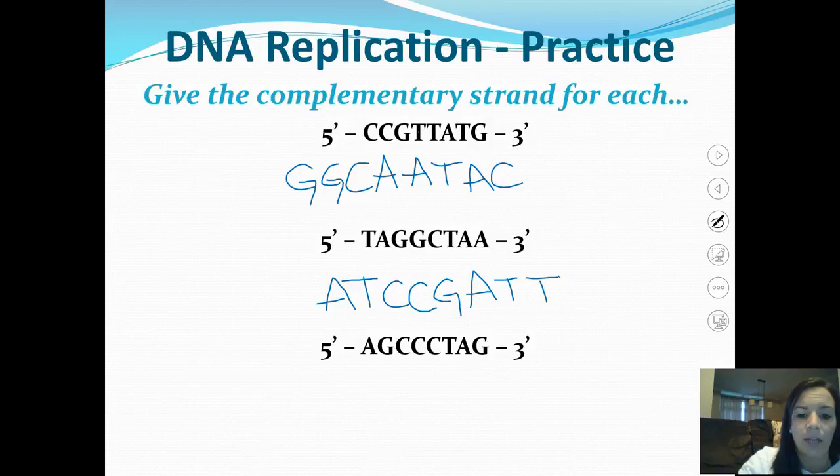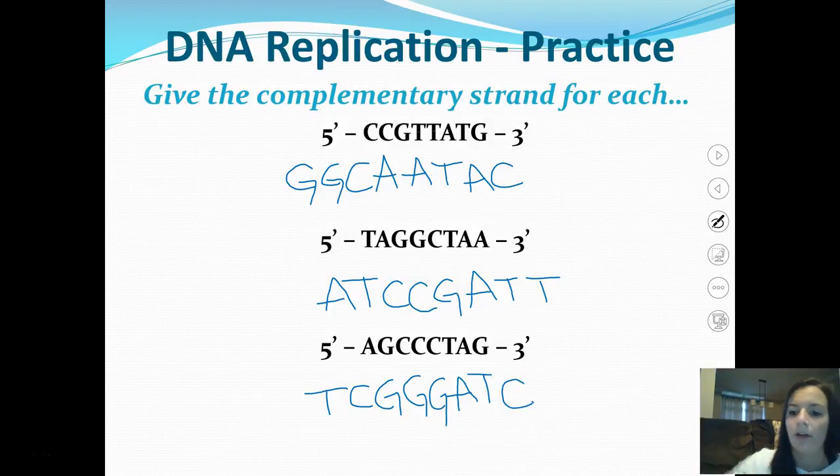And finally, we have A pairs with T, G pairs with C, C pairs with G, C pairs with G, C pairs with G, T pairs with A, A pairs with T, and G pairs with C. And that's all for your notes.